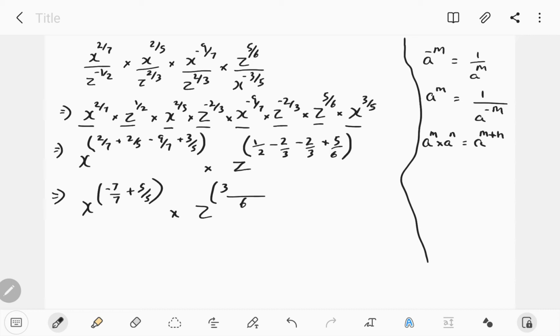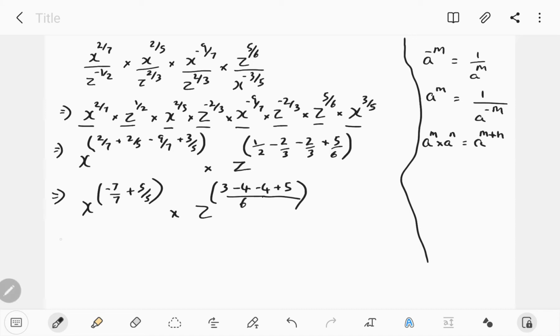Same way, minus 2 by 3, denominator is 3. In order to make it 6, I have to multiply both numerator and denominator by 2. So minus 2 into 2 is minus 4. Likewise, again minus 4 over here for this minus 2 by 3 also. Then for 5 by 6, denominator is already 6. I don't have to multiply it by anything. I'll just keep it as it is. So this would give me the answer 3 minus 4 minus 4 plus 5 divided by 6.